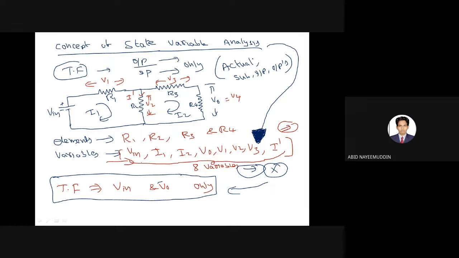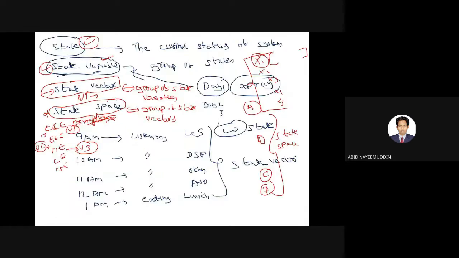And v1 at a particular time is known as what? State. So what is state? Once again I am repeating, what is state? Information at one instant of a particular variable. What is state variable? Information of all states of a particular variable.